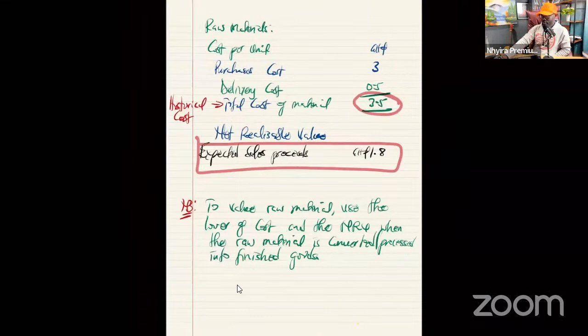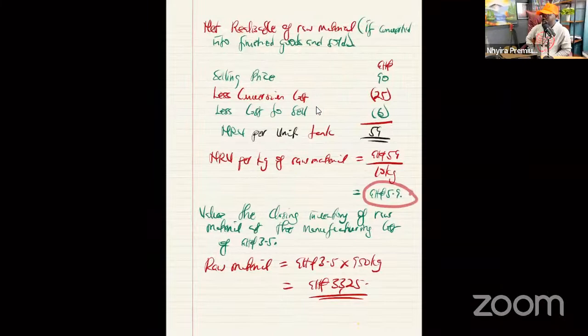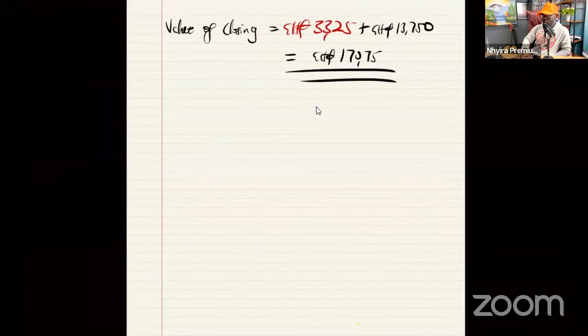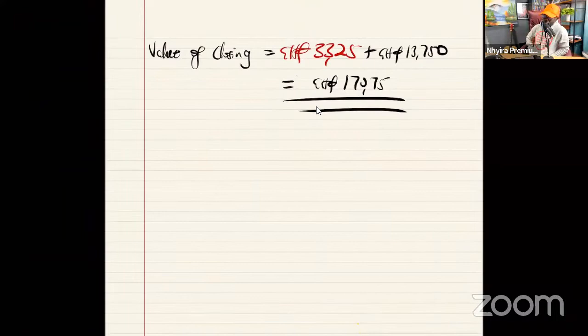Next page, raw material. Next page, completing the raw materials and valuing it. Next page, finished goods. And then final page, closing inventory. Closing inventory. Salifu, I believe you are good now with your Snapchat.